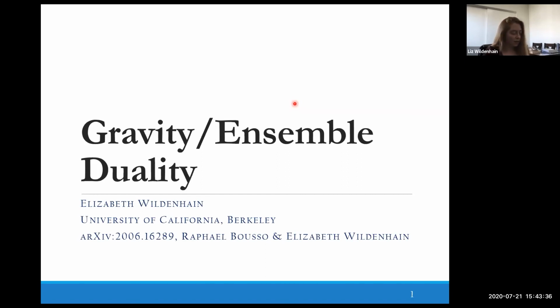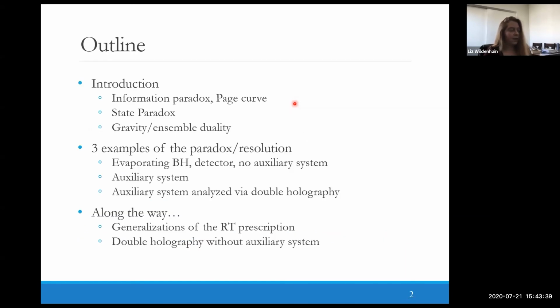So before I get into explaining the puzzle itself, I'm going to do a bit of a review of the black hole information paradox, just to remind you what it is and how we investigate it. And then I will state the new puzzle, the new paradox that Rafael and I have pointed out, and describe in general terms a possible solution to this problem. And then I will go through three particular examples of calculations that have been done recently that seem to exhibit this puzzle and demonstrate how our proposed resolution solves it in each case. And along the way, we'll require some technical work to make sense of the paradox in each setting.